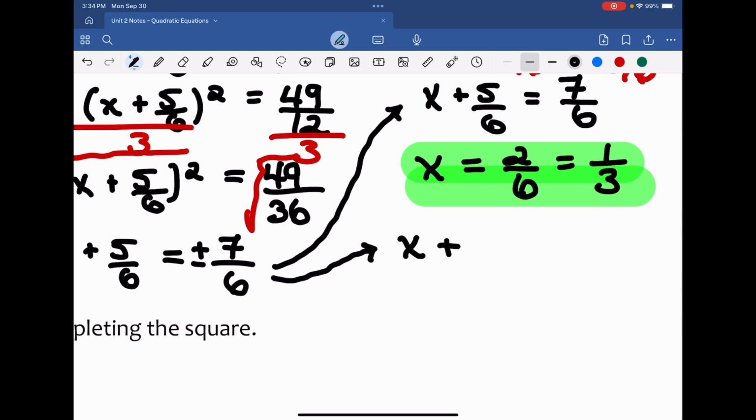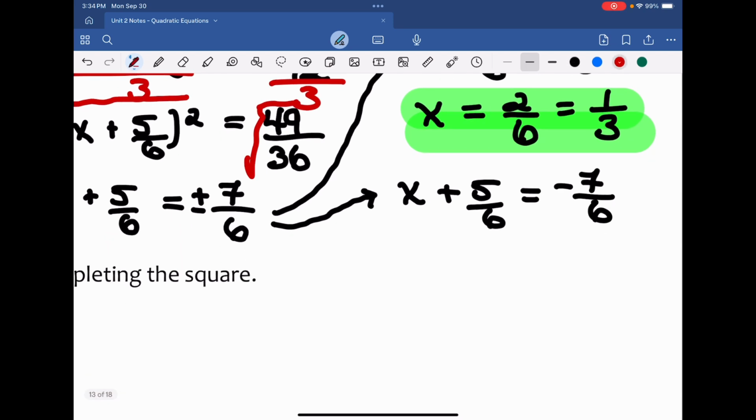Now we're going to take our other root, which was x plus 5 over 6 is equal to the negative 7 over 6. Now when we do the same step that we did before, we subtract 5 over 6 from both sides because we want to isolate for that x. We're going to get x is equal to negative 7 over 6 minus 5 over 6.